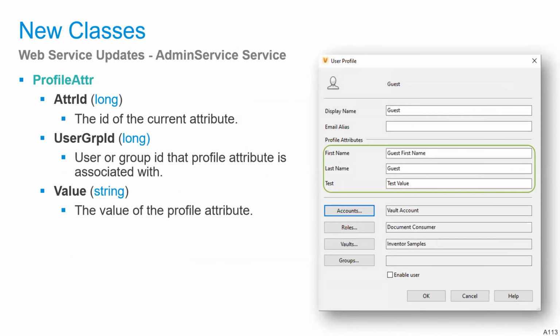And here we can see the profile attribute class. It is a profile attribute for a given user or group. It is an instance of a profile attribute based on a profile attribute definition type for a specific user. In the example, we can see that some user guest has profiles first name, last name, and test with some values.